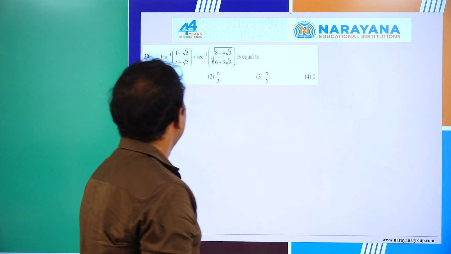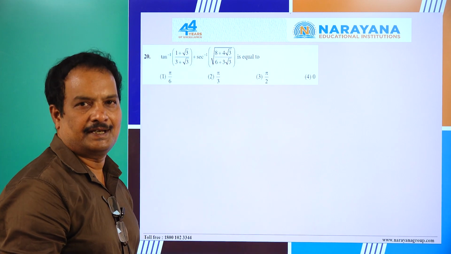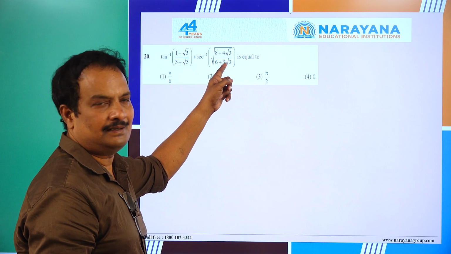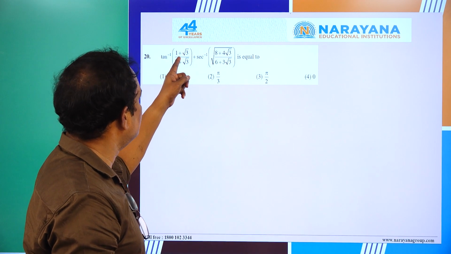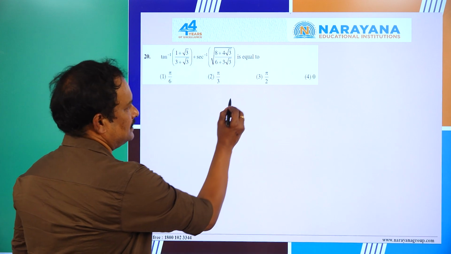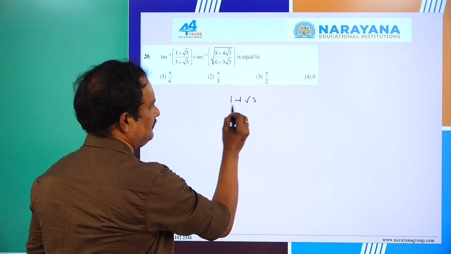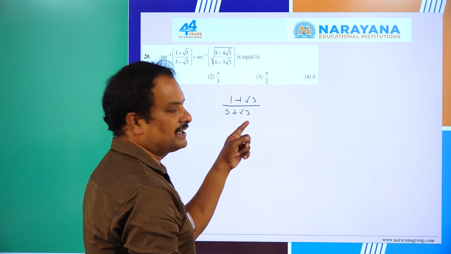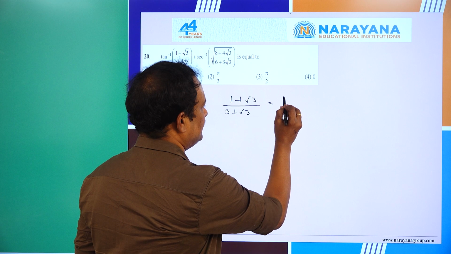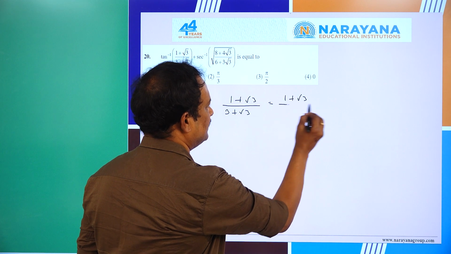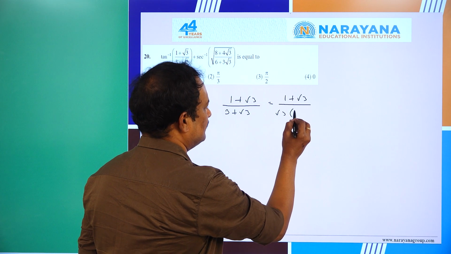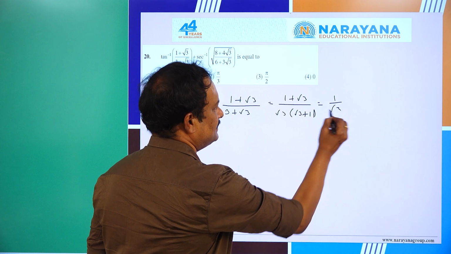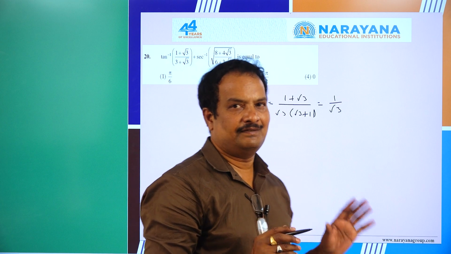So in this case, tan inverse of (1 plus root 3) by (3 plus root 3). It is a very simple problem. Only thing is you have to simplify this one carefully. That's all. So let us simplify this 1 plus root 3 by 3 plus root 3. So what is the common term? Root 3 common in the denominator, so this is root 3 into root 3 plus 1. So finally it is equal to 1 by root 3. That is the simplification of the first part.